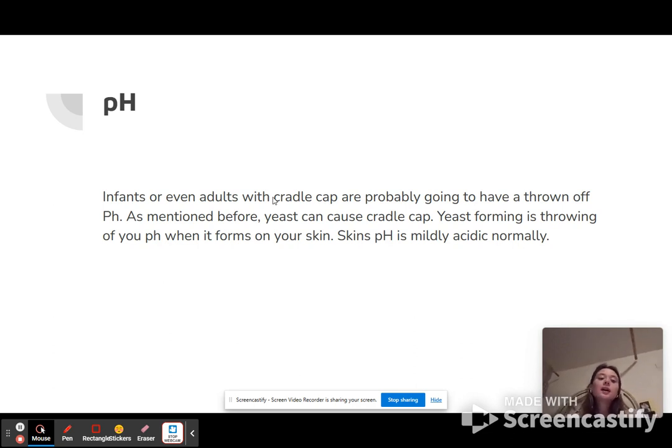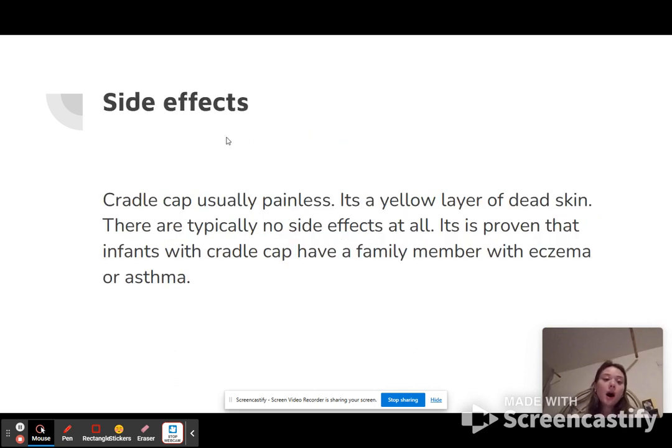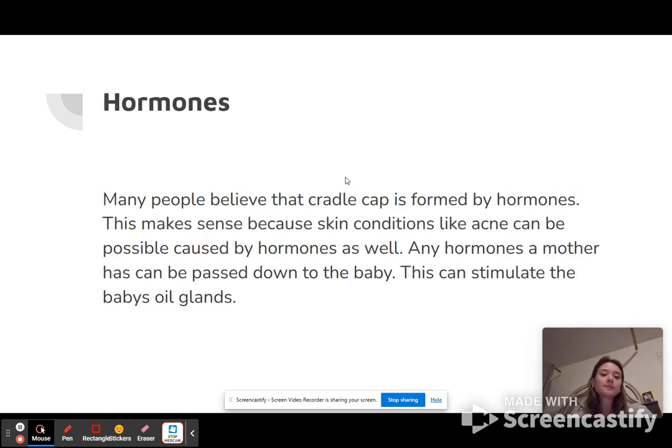And then if yeast is on your skin or your scalp, it can throw off your pH, which is going to make your skin do things that it's not supposed to, like cause acne, cause stuff like cradle cap, extra oil. And then the side effects we went over. It was also proven that infants with cradle cap have a family member with eczema or asthma. And eczema seems pretty similar because it's itchy, it's a skin condition, it can get very irritated. Only thing that's different, I think eczema can hurt and cradle cap really doesn't hurt.